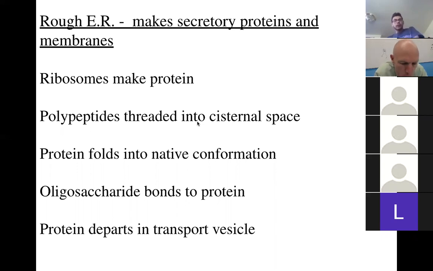Now, this is not a real big sugar. Jada showed us that big cellulose sugar. This is a smaller sugar. It's bigger than a disaccharide, but it's smaller than a polysaccharide. Make sense?